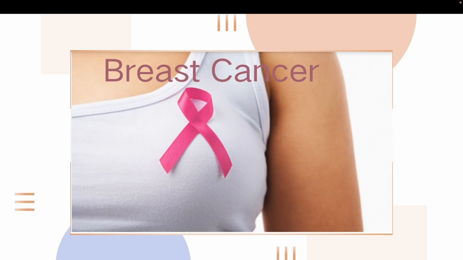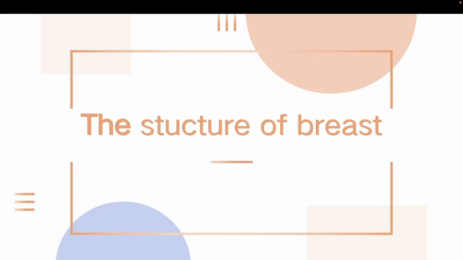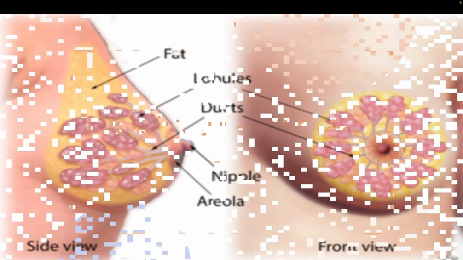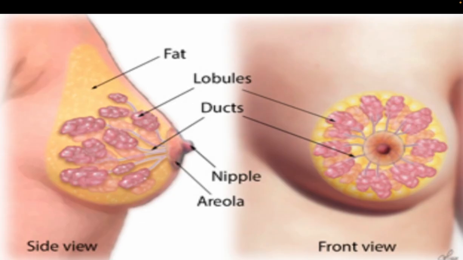I will explore the structure of the breast, the various types of breast cancer, its history, risk factors, symptoms, and diagnostics and treatment aspects. Let's start with the anatomy of the breast to better understand how breast cancer develops. The breast is a complex organ composed of various tissues, each serving specific functions. Here's a detailed overview of its structure.